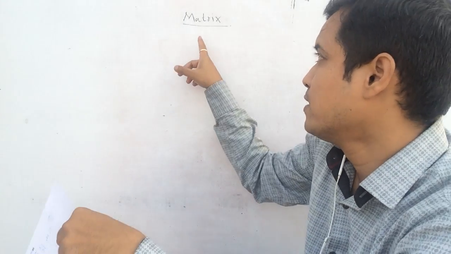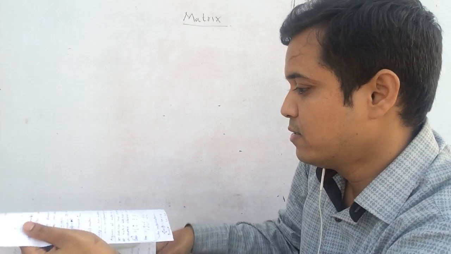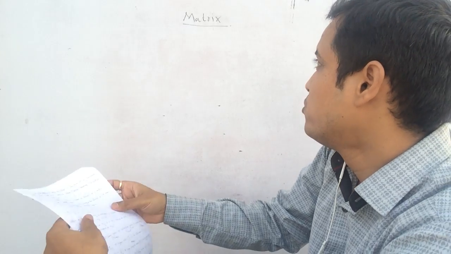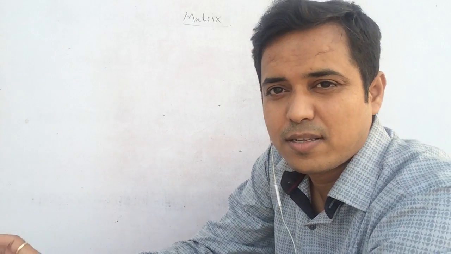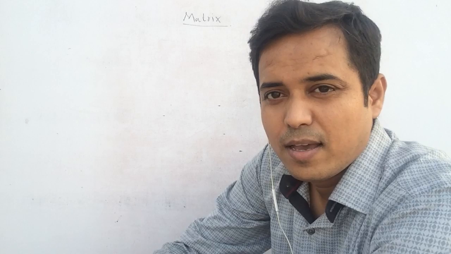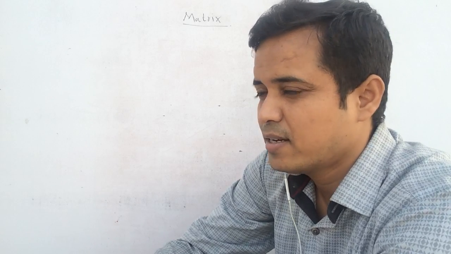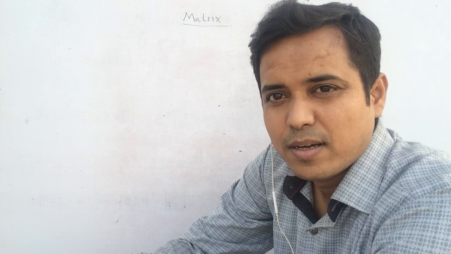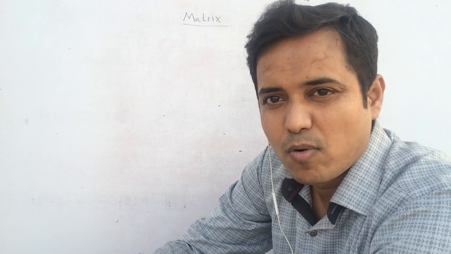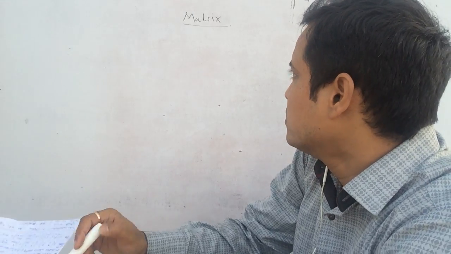I am going to teach you today the matrix. Okay, here by the definition, a matrix is the arrangement of mn elements, numbers, where m represents the number of rows and n represents the number of columns.